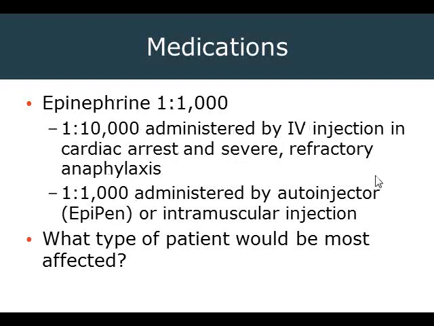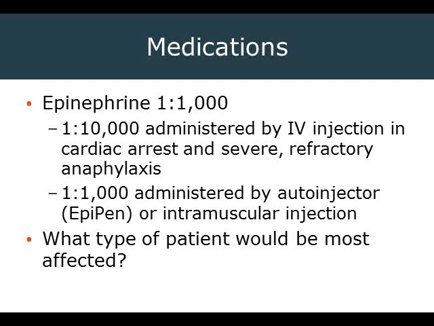Epinephrine 1 to 1,000. Epinephrine 1 to 1,000 is a sympathomimetic. It is a bronchodilator. It has a lot of really good properties when we're giving this to somebody who's acutely ill. For people who are not acutely ill, though, it can be a very dangerous and ugly drug.